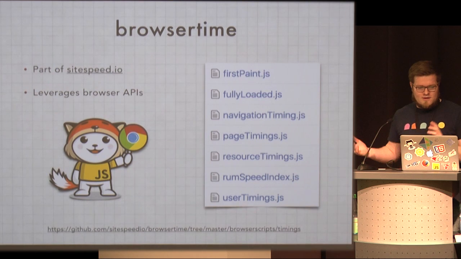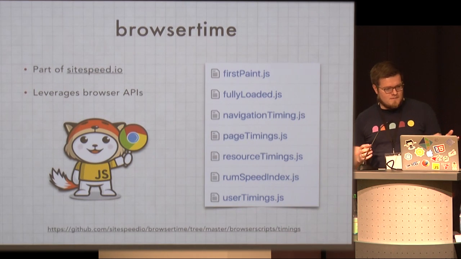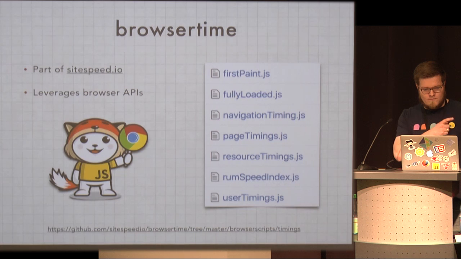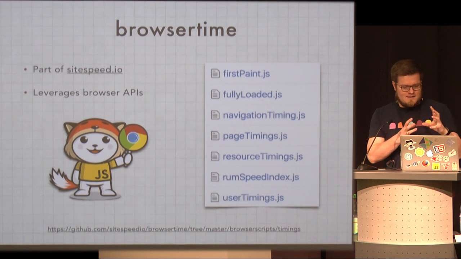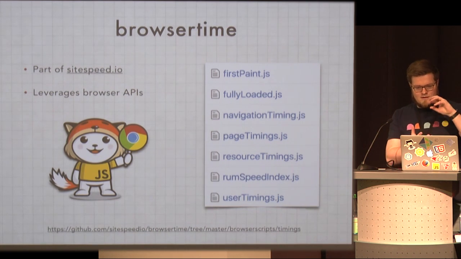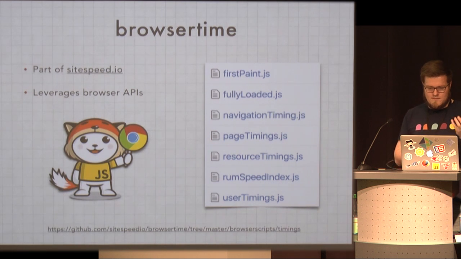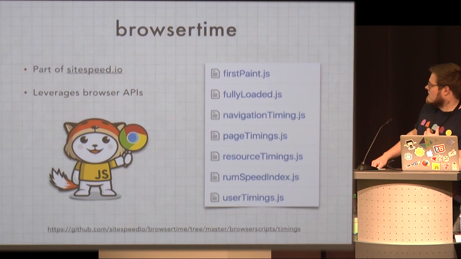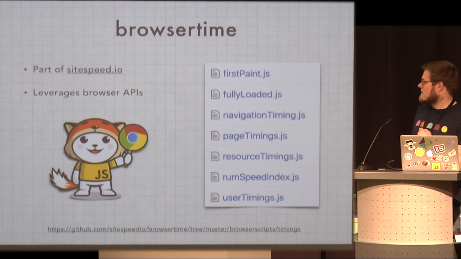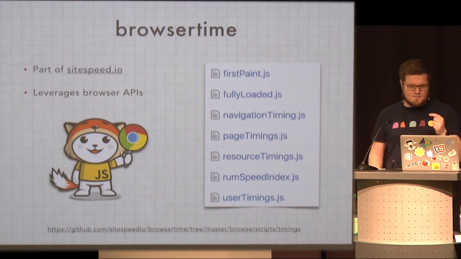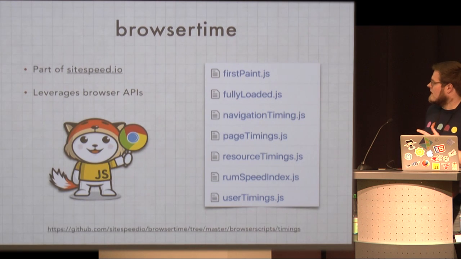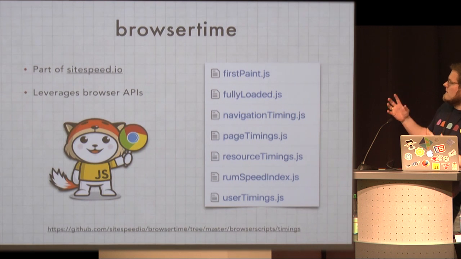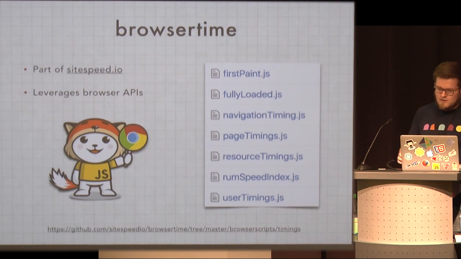Then there's a project called Browser Time. It's a part of the SiteSpeed.io project we saw before. Browser Time are the parts of the SiteSpeed.io project that execute code in the browser. And as you can see, the second from the bottom, they also include the RUM speed index JavaScript. And these scripts here are very easy to read. They are mostly not more than a page, and they extract metrics from these APIs we saw.